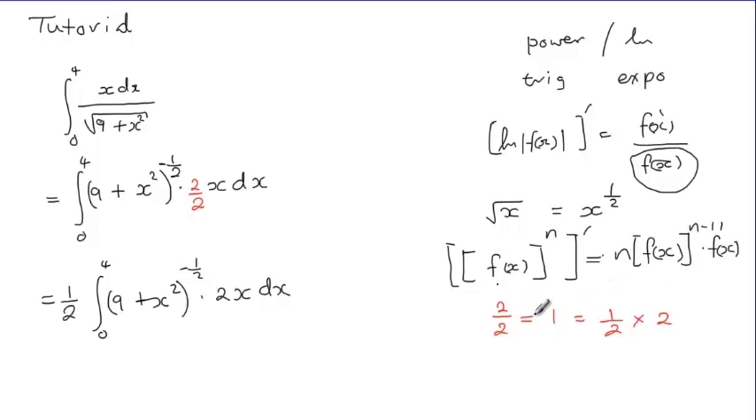The power rule of integration. Then we just apply the power rule. The power here is not -1, so the power rule can be applied. So we get 1/2 times (9 plus x squared) to the power n plus 1, where our n is -1/2, plus 1, over -1/2 plus 1. Then we draw our line, then say from 0 to 4.